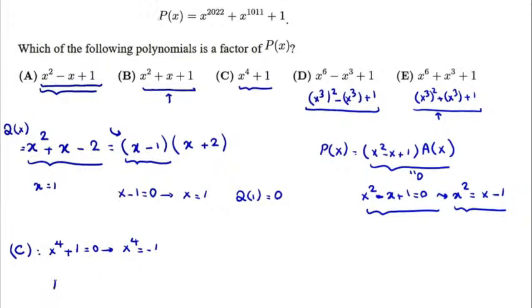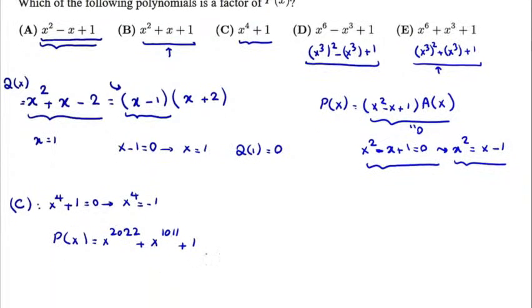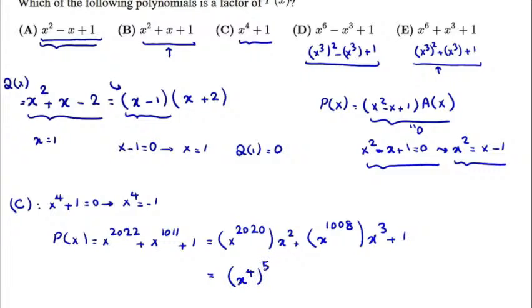P of x is what? P of x is x to the 2022 plus x to the 1011 plus 1. Now you can say it is x to the power of 20, which is a multiple of 4, times x squared, plus the next one is x to the power of 8 times x cubed plus 1. So it will be x to the 4, the first one, to the 505 times x squared plus x to the 4, 2 times 4 is 8, to the 2 times x cubed plus 1.